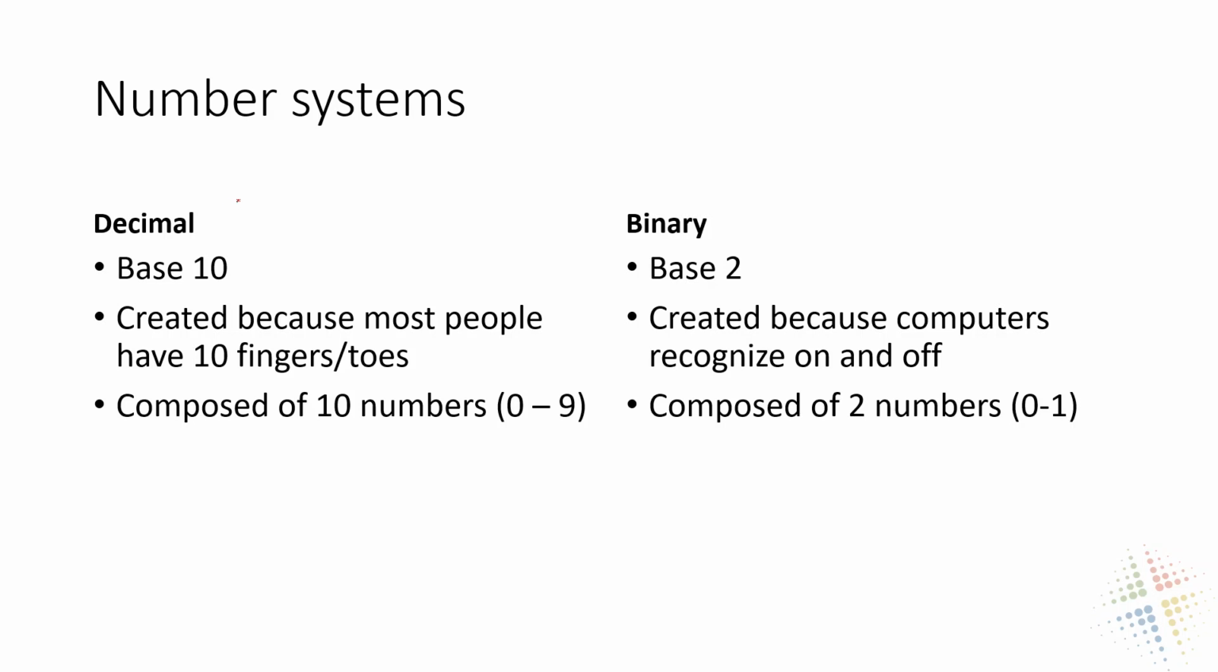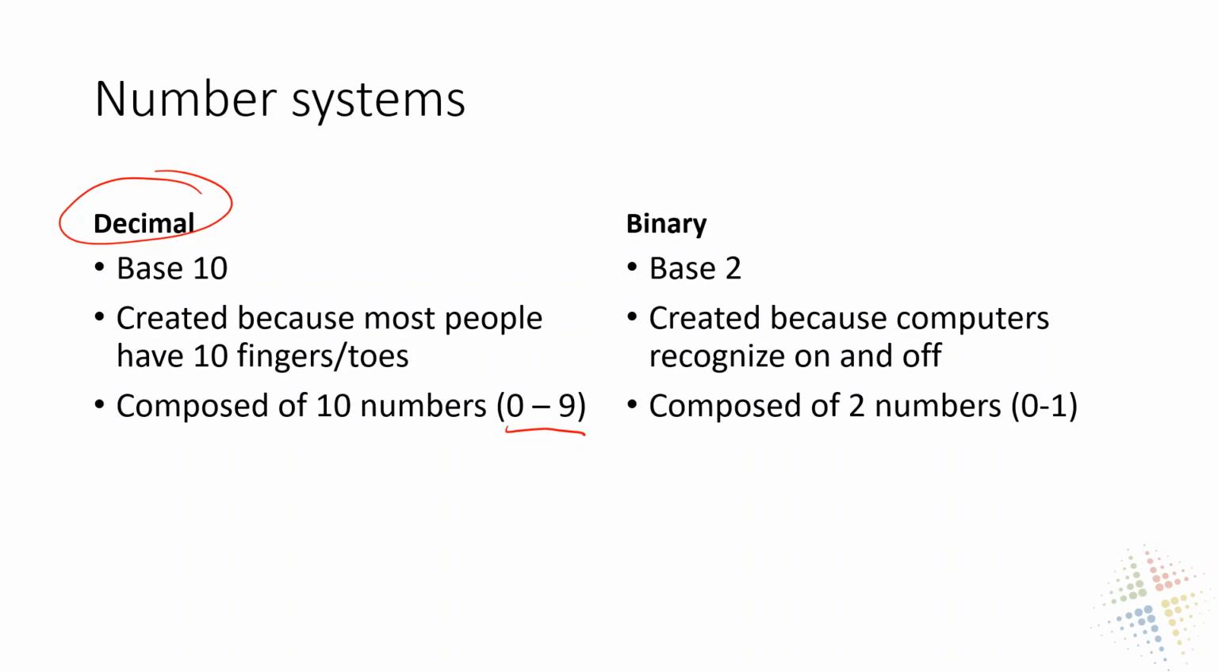So right now we are using decimal, or what's referred to as base 10 numbering system. Basically, most people have 10 fingers and 10 toes, and therefore it was very logical for us to create a numbering system that took count of those 10 digits. So it's composed of 10 different numbers, 0 through 9. And the great thing is everything in decimal, everything in base 10, uses 0 through 9. There's no numbers outside of that we use. Till you get into that weird math with imaginary numbers.